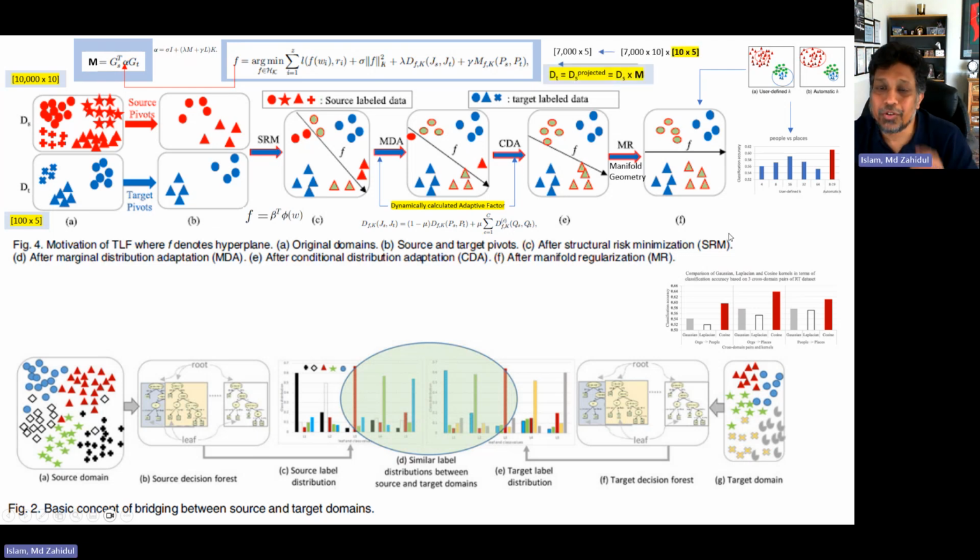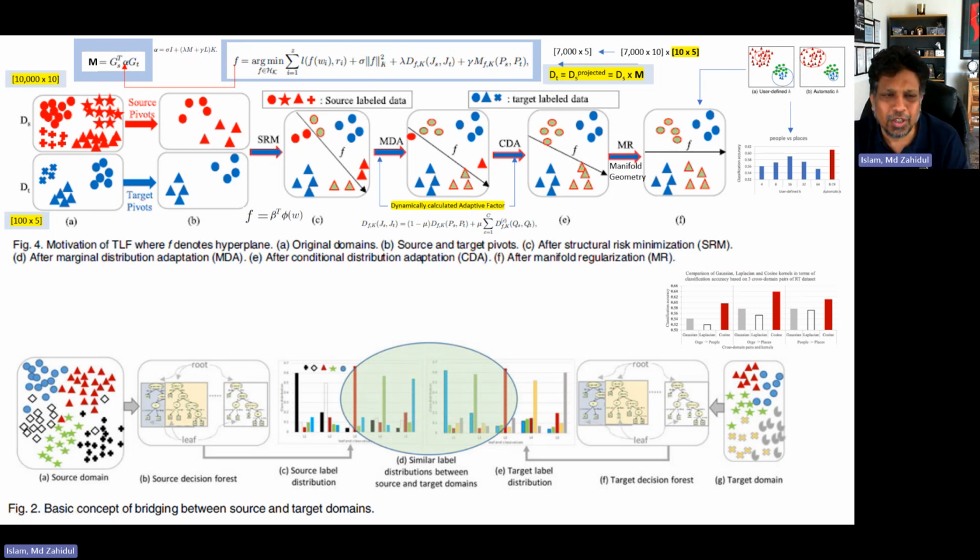The final projection matrix, once we get it, we can multiply with the source domain to get the source domain dataset projected, which will be similar to the target domain dataset. Now, here is just an example. Let's say we originally had 10,000 records and 10 variables in the source domain. And then we now have 7,000 records and 10 variables.